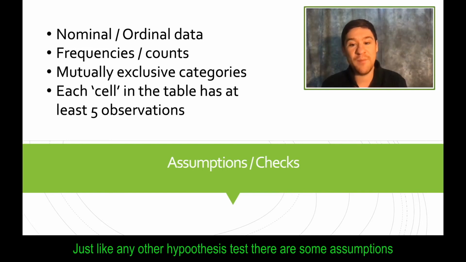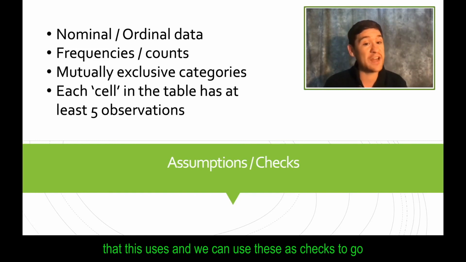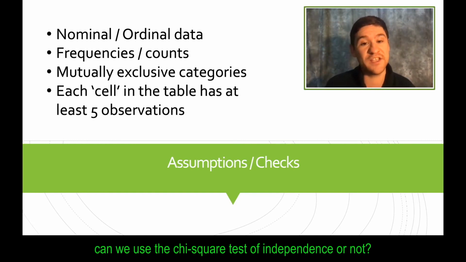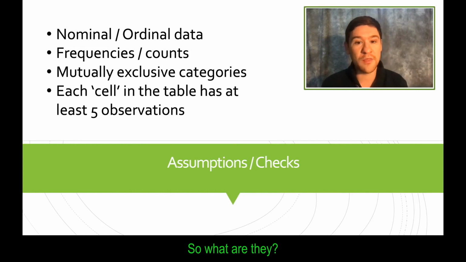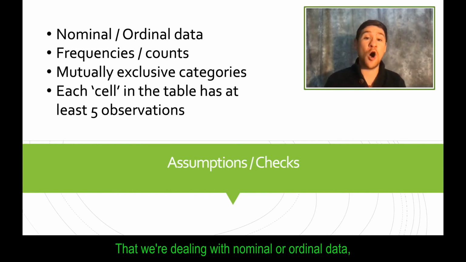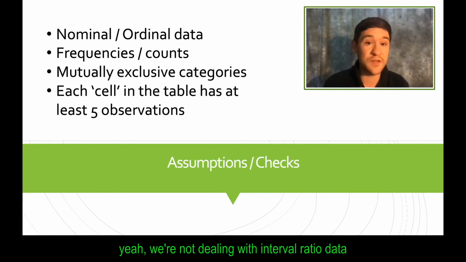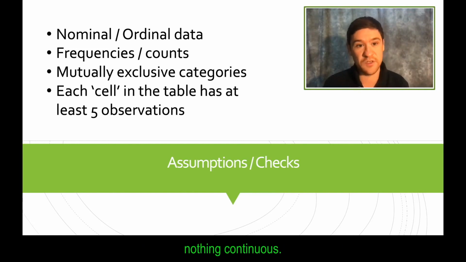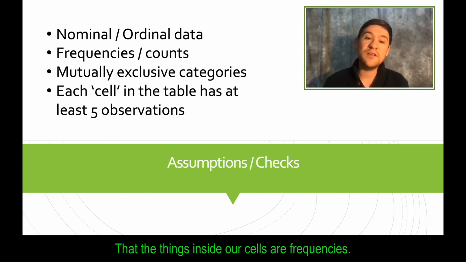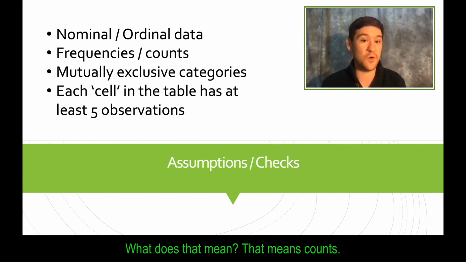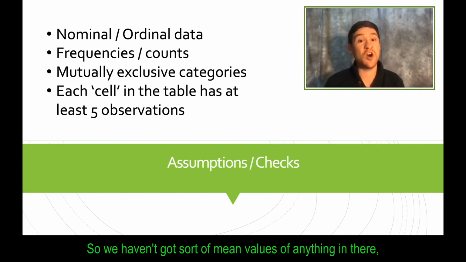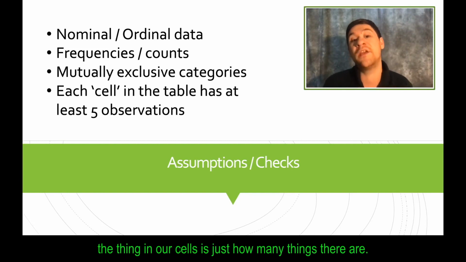Just like any other hypothesis test, there are some assumptions that this uses, and we can use these as checks to ask, can we use the chi-squared test of independence or not? So what are they? That we are dealing with nominal or ordinal data. We are not dealing with interval or ratio data, nothing continuous. That the things inside our cells are frequencies. What does that mean? That means counts. So we haven't got mean values of anything in there. The thing in our cells is just how many things there are.